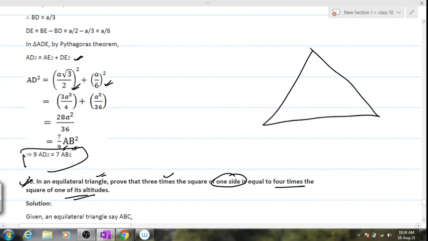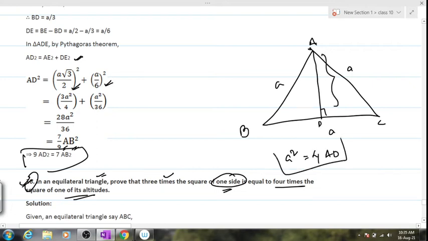If we have a triangle ABC, what question number 16 says is that if we have a small triangle ABC, with sides A, A, A, let's say, then the square of one side, that means A square will be equal to 4 times its altitude, if this is AD. Clear? Is it clear what you have been asked to prove? And what will be your AD?